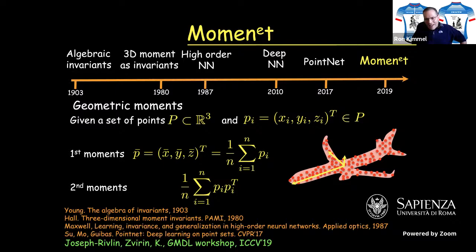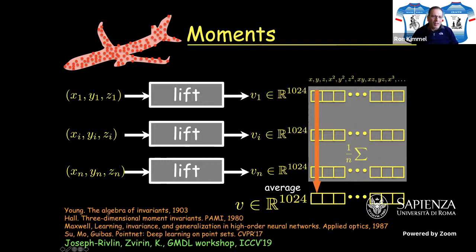So let me represent the whole issue of moments in the following way. Assume that you have the points of this airplane. You have the x, y, and z coordinates of point one, point two, et cetera. Now what you do is lift them into these coefficients, x, y, z, x squared, et cetera. Then you average over the first coordinate, which gives you the center of all the x's, the second coordinate gives you the center of all the y's, et cetera. At the end of the day, you get a finite-dimensional vector that represents the airplane, and you use, say, SVMs or whatever, with these vectors as features in order to classify your objects.